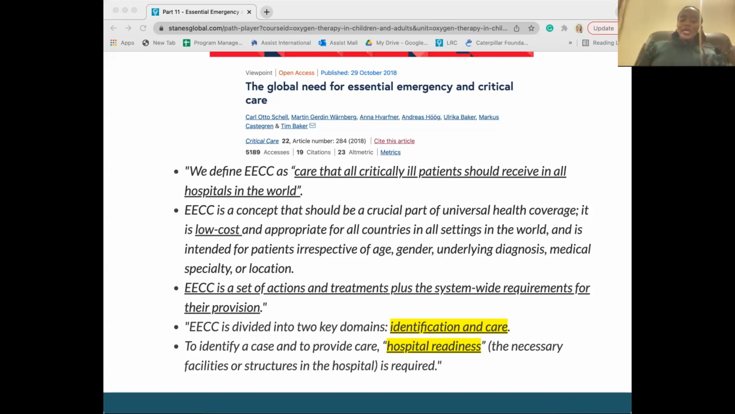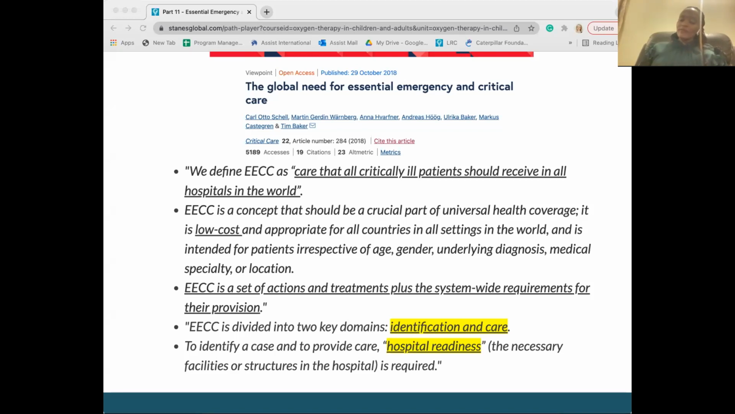So it's to identify a case and provide care, and hospital readiness, to see whether the hospitals have the necessary infrastructure or the necessary equipment when it comes to management of patients. During this COVID pandemic, we had the opportunity, in some of the hospitals, of getting ventilators through donations, or getting monitors, or getting some sort of help to at least try and improve on the critical care management in our facilities.